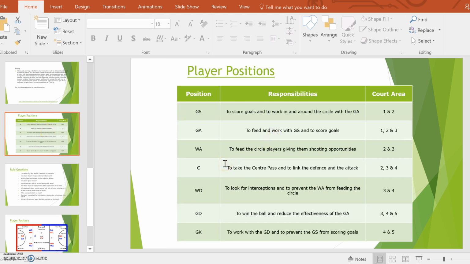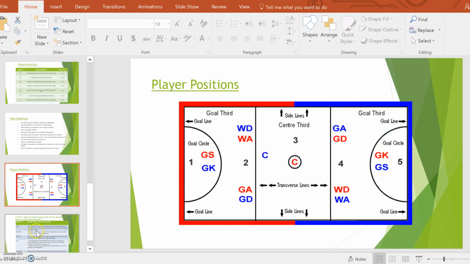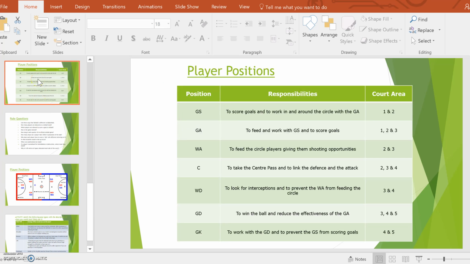Next we have center. So centers are able to move in the whole court with the exceptions of the goal circles. So that's why we've got here 2, 3, and 4. So the only place they can't go are the 2 goal circles, and they have to help out in defense and attack, but they are mainly relied upon to shift the ball away from the defensive area into attack.